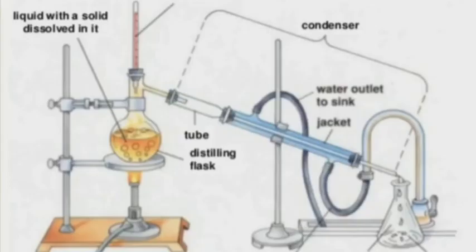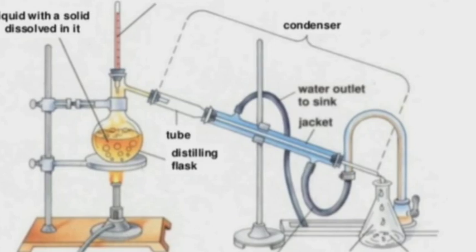So once again I am explaining the distillation process with the help of apparatus. You can see in the picture there is a liquid with a solid dissolved in it, meaning salt water you have taken in a round bottom flask. The round bottom flask has a thermometer, and the flask continues with a tube. The tube continues with a condenser. The condenser has one water outlet and one inlet for the cold water. And at last you are going to get one flask where the pure liquid is collected.